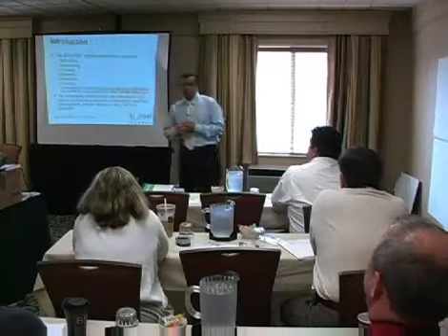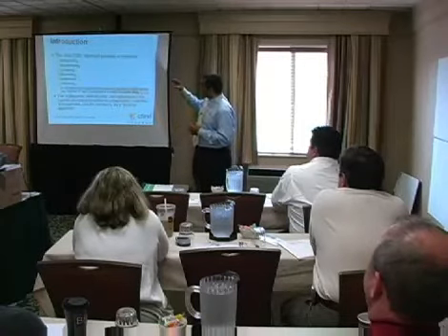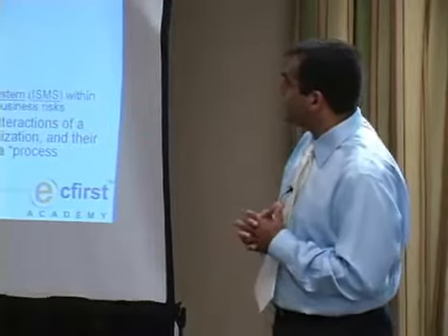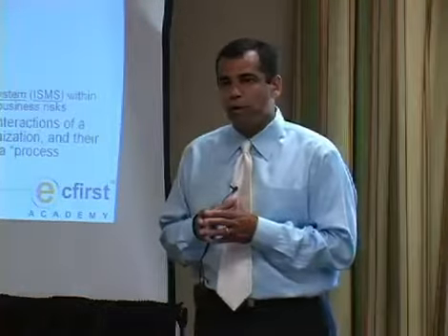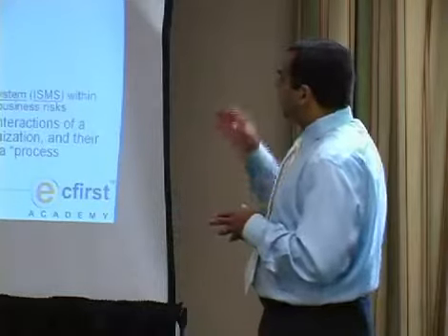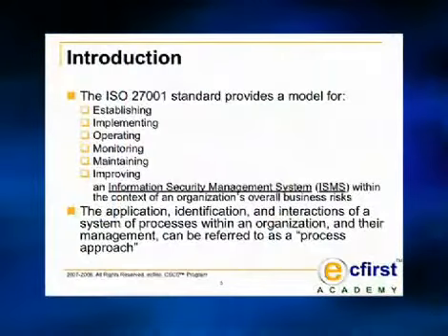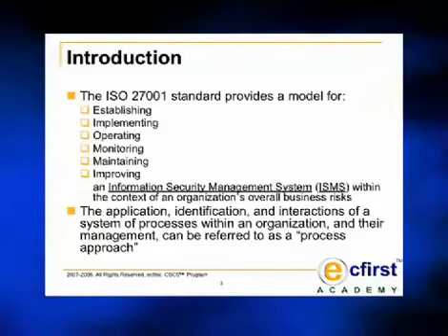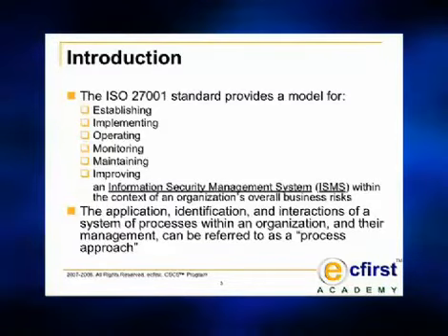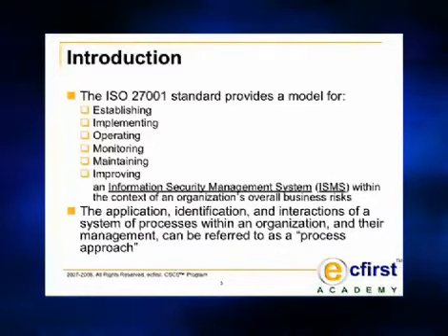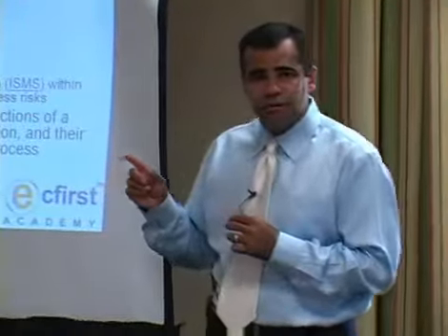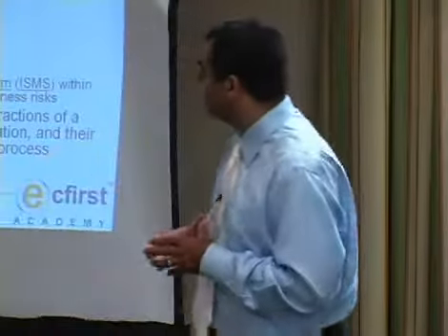This standard provides a model, and those 6 bullets are extremely important. They provide the framework for the 27001 standard, a model for establishing, implementing, operating. Monitoring is really important. Think of the term auditing when you think of monitoring. Maintaining, because security is not a destination, it's a journey. It's very much process driven.